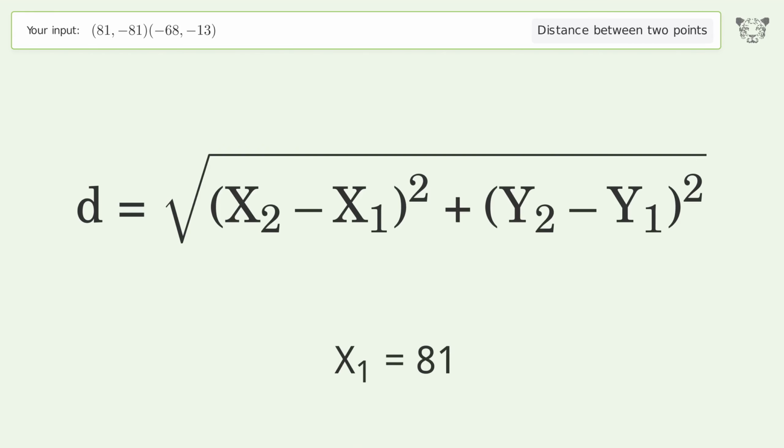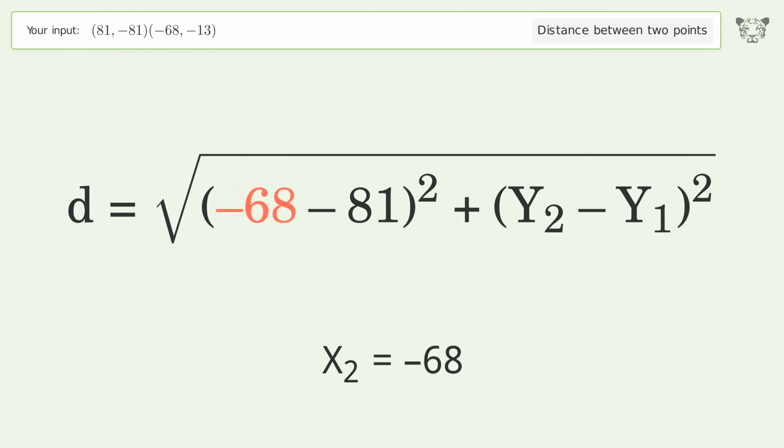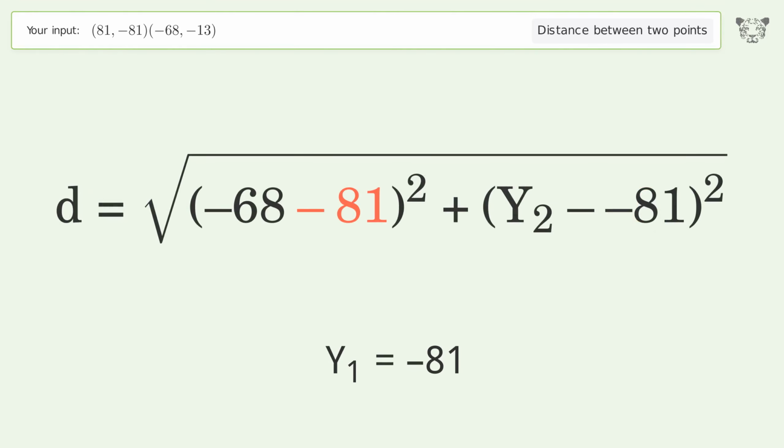x1 equals 81. x2 equals negative 68. y1 equals negative 81. y2 equals negative 13.